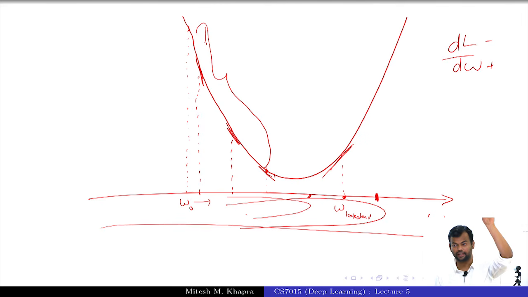How many of you still don't get it? How many of you get it now? Good. Sure? Okay. So this is what, and now you can relate it to what was happening on the figure.